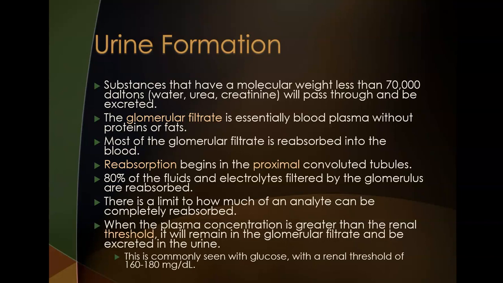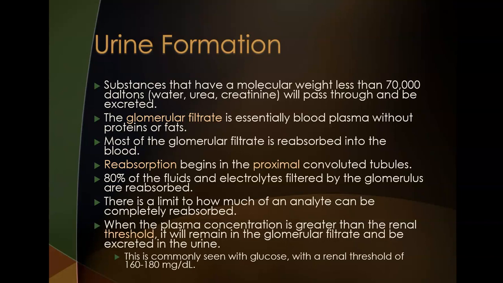Okay, so most of the glomerular filtrate is reabsorbed into the blood because it's all stuff that was from the blood that needs to get back into the blood. And the reabsorption, as we just saw, begins in the proximal convoluted tubule. 80% of the fluid and electrolytes filtered at the glomerulus are reabsorbed, and the rest is eliminated. There is a limit of how much an analyte can be completely reabsorbed. We saw that with glucose. And we know we use it because we know the threshold. You guys can relate to it because we test for glucose and stuff.